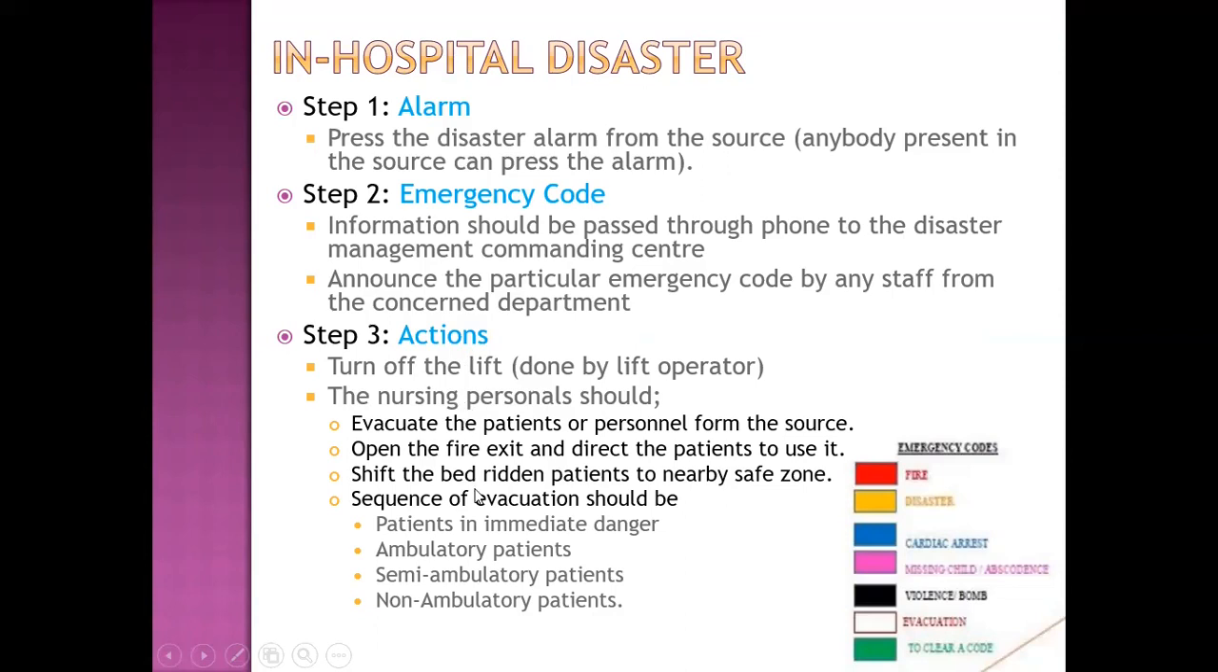Then various actions taken include turn off the lift, then evacuation of patients and personnel from the source, opening of fire exit, direct the patients to use it, shift the bedridden patients to nearby safe zone, and the sequence of evacuation should be patients in immediate danger, ambulatory patients, semi-ambulatory patients, non-ambulatory patients. So this is the sequence which should be followed.